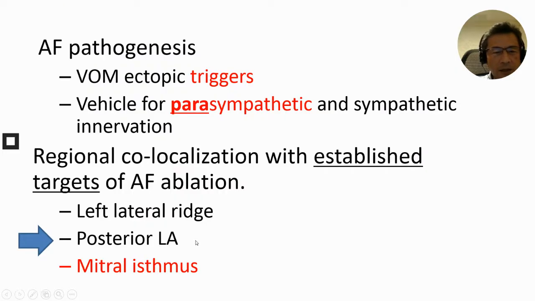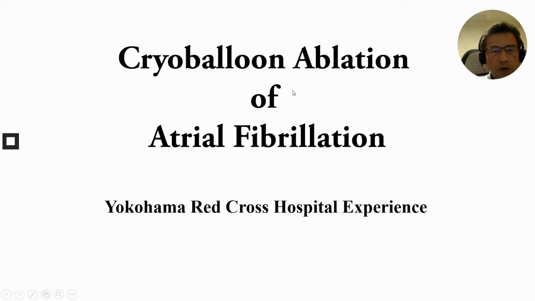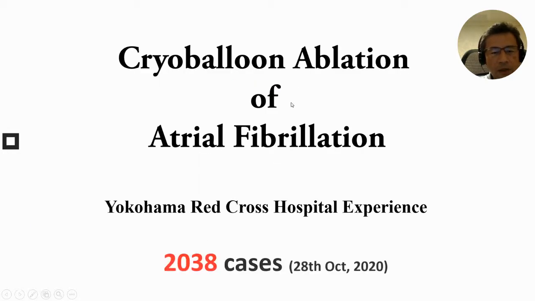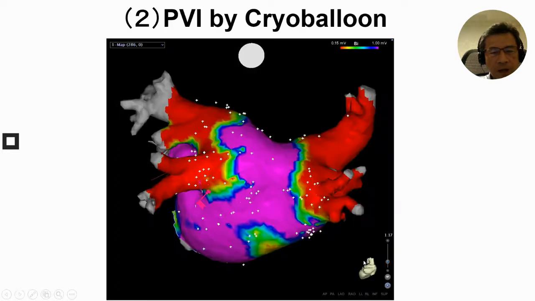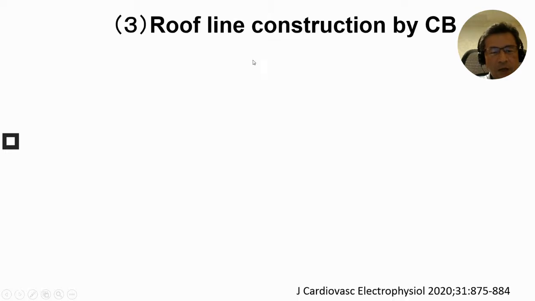And next, let's talk about isolation of the posterior wall of the left atrium. We have performed cryoablation of AFib in 2,040 cases up to now. We applied the cryoablation for PV isolation of the pulmonary veins. After that, we tried to create the roofline conduction block by cryoballoon.